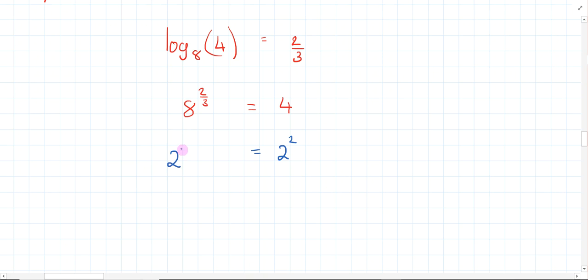8 is 2 cubed, to the power of 2/3. Then we cancel out the 3's, and that multiplies to make 2 to the power of 2 equals 2 to the power of 2. So, combining the knowledge that we have.